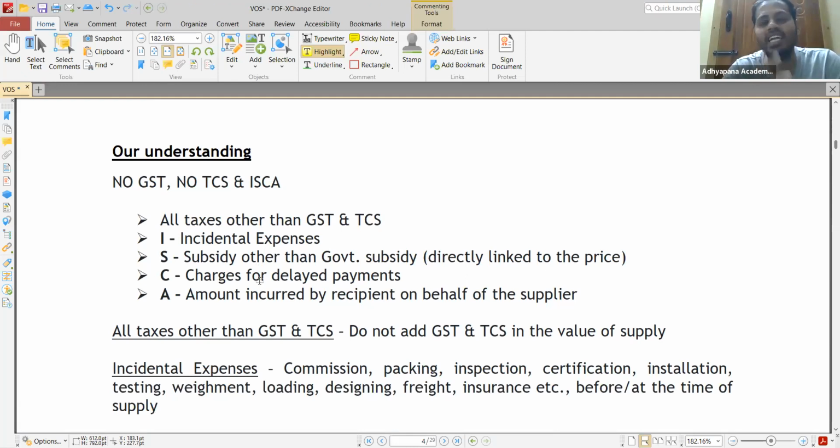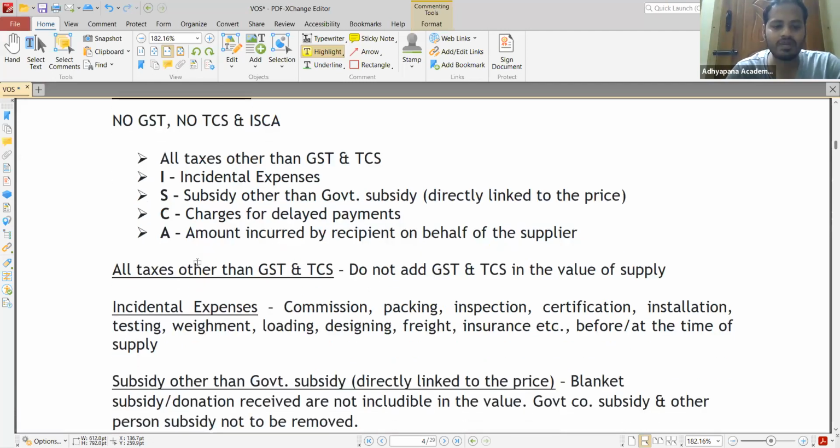So our understanding: what does section 15(2) say? No GST, no TCS, and ISCA. What does no GST and no TCS mean? All taxes other than GST and TCS, right? ISCA means I for incidental expenses, S for subsidy other than government subsidy, C for charges for delayed payments, and A for amount incurred by the recipient on behalf of the supplier. So we understand each and everything now.